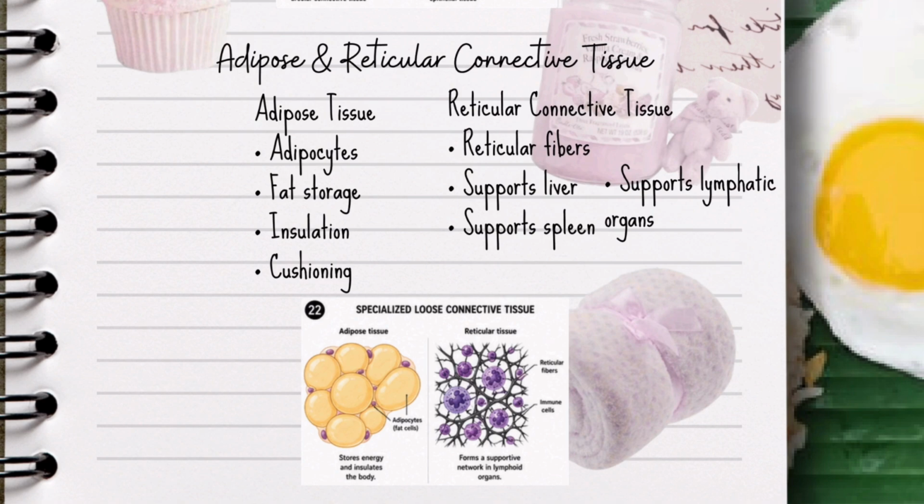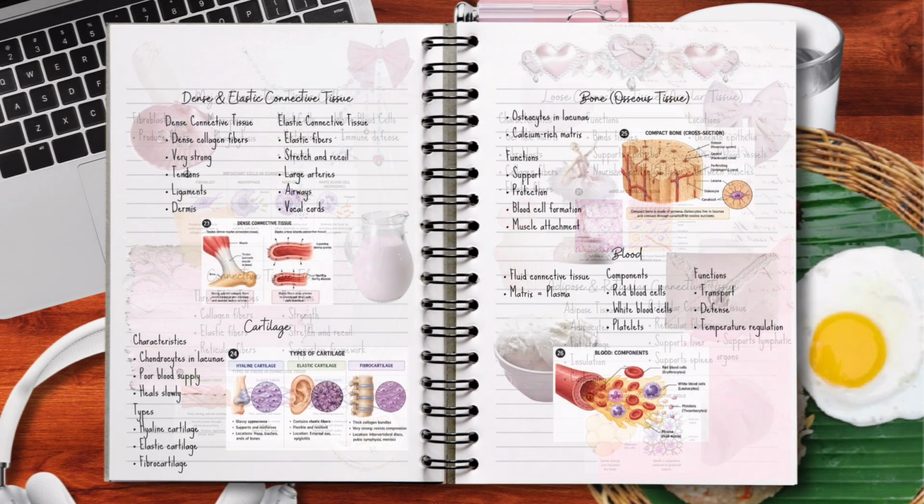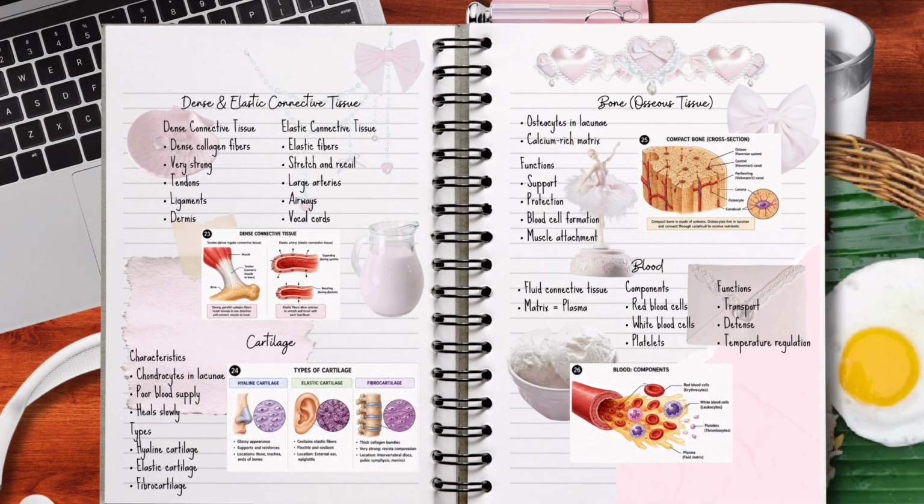Instead of storing fat, this tissue contains numerous reticular fibers that form a fine supporting framework for organs such as the liver, spleen, and lymphatic organs. These delicate networks help support immune cells while maintaining the soft structure of these organs. Even though both tissues belong to the loose connective tissue category, each is adapted for a completely different function. Some parts of the body need even greater strength, and that's where dense connective tissue comes in.